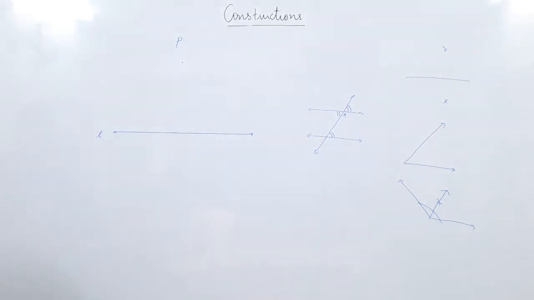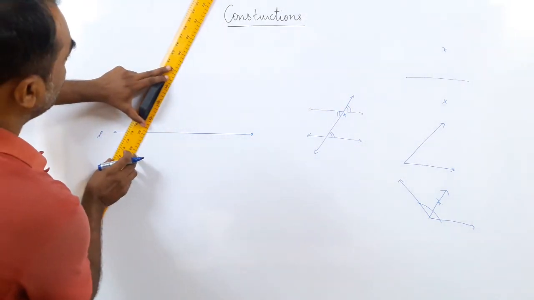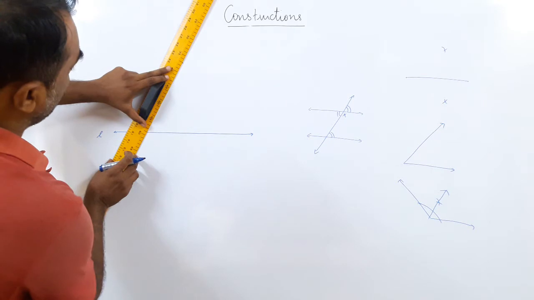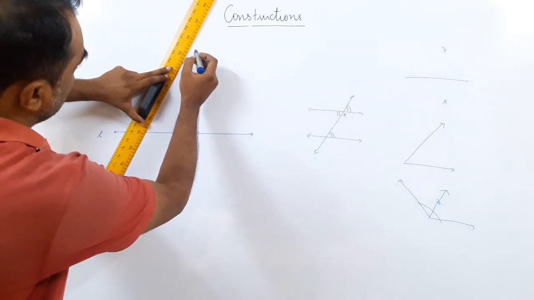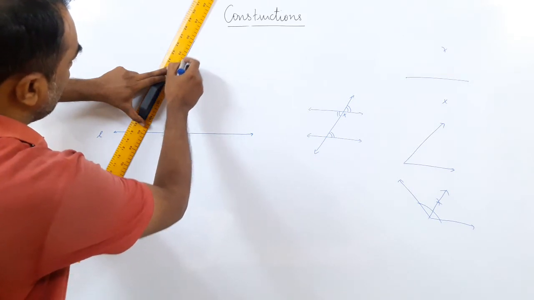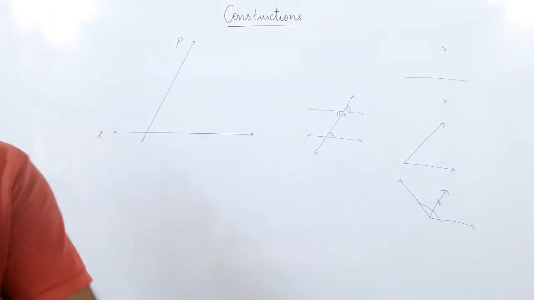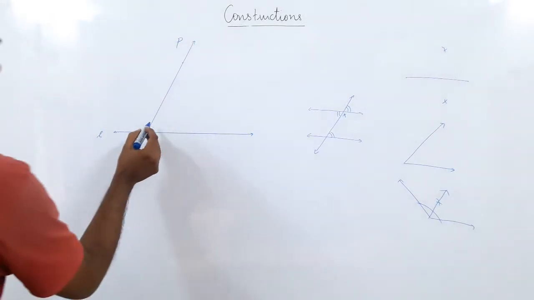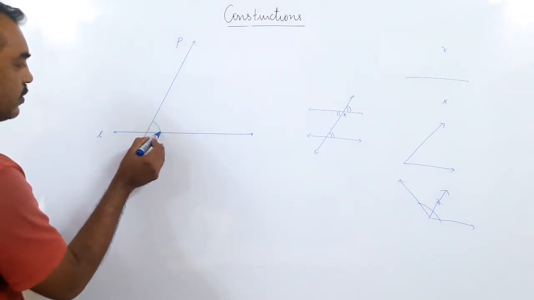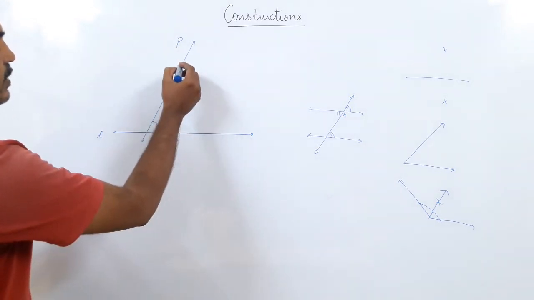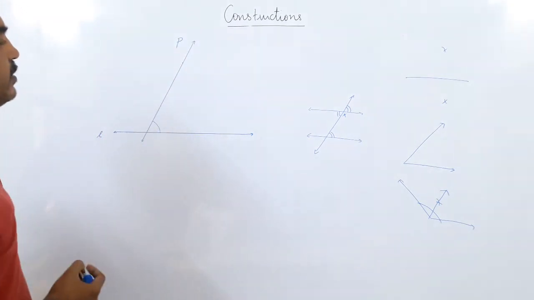So what I am going to first do is, through this point, I will draw a slant line called a transversal. So I have got a line passing through the point and I have got an angle here. I had the line, I had the point, I drew a slant line passing through this point. I got this angle here.